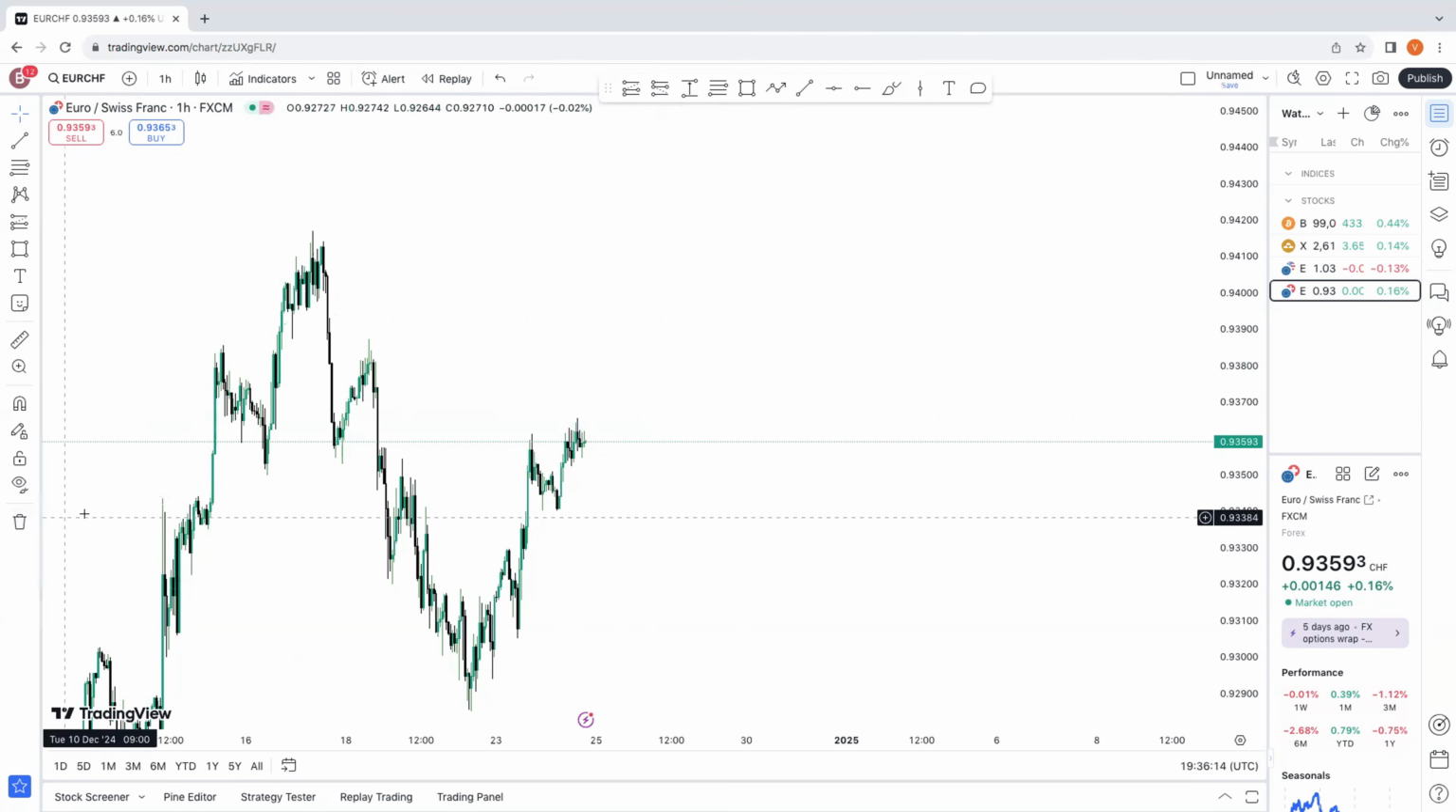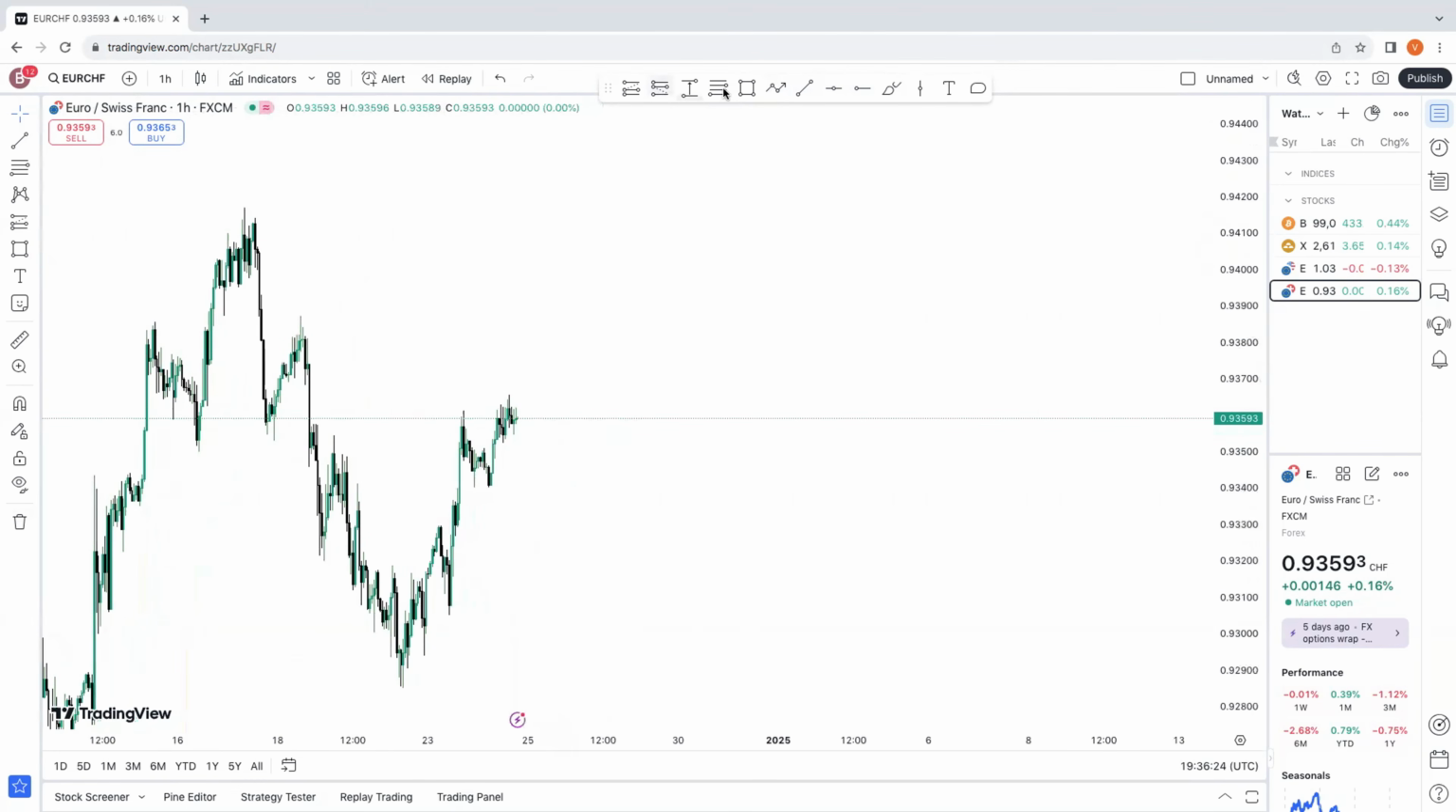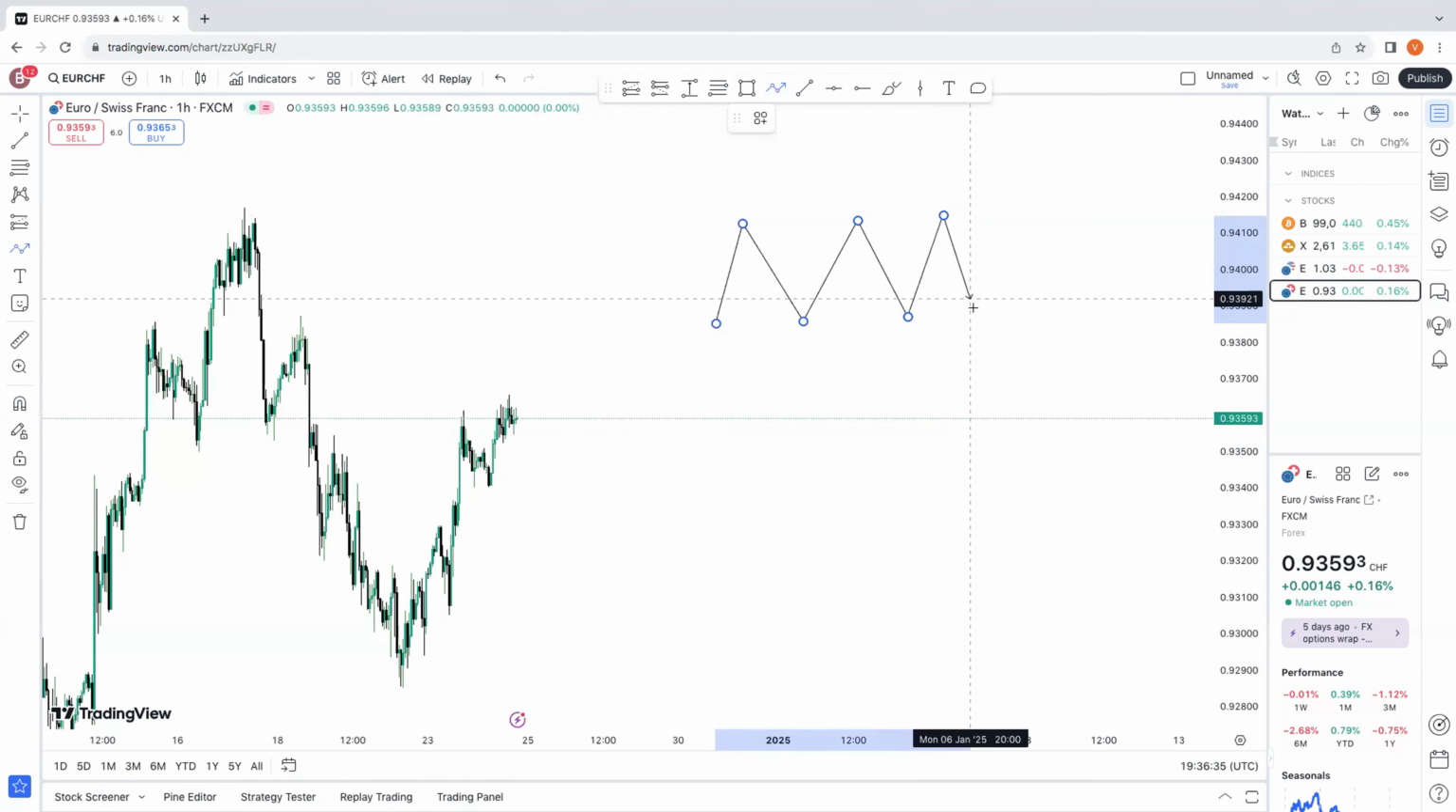So the last one is reversal. The reference point for reversal is called liquidity pool. Now, most of the time when price wants to reverse, it will start consolidating to build momentum, to trap both the buyers and the sellers.